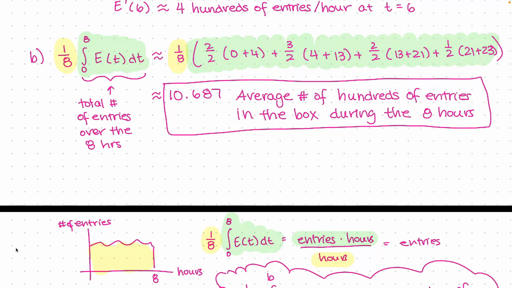So wait. Now I'm lost on what you were asking. You're wondering what the definite integral represents. Now you just trailed off. I don't know where you were going. So this represents the total number of entries that were in the box over the given time.